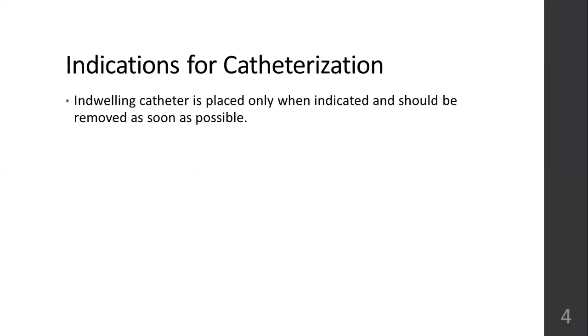So indications of catheterization: in which cases should catheterization be done? Not for all patients will you put a catheter. An indwelling catheter is placed only when it is indicated, and it should be removed as soon as possible. Patients who are on prolonged immobilization, maybe they have multiple organ failure, or multiple traumatic injuries, multiple fractures, because of which they are immobilized and cannot go to the washroom. In that situation, catheterization is recommended.